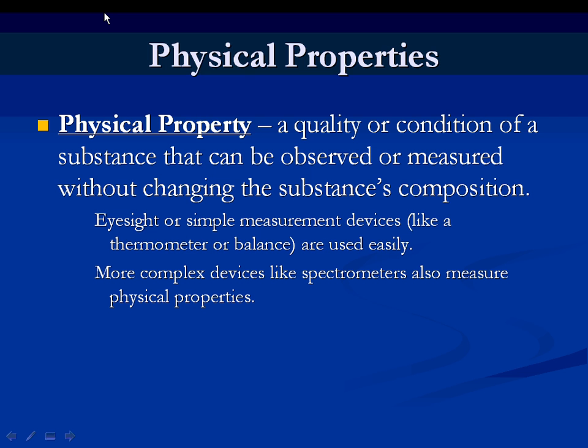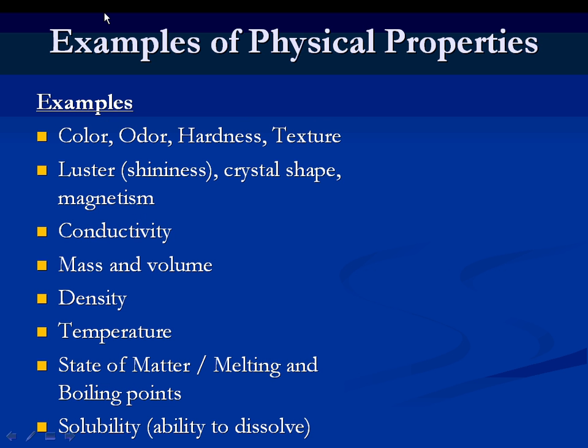Physical properties are qualities that can be measured without changing the substance. So you can't test if something's flammable unless you actually light it on fire. But you can test the color without doing anything to it. You just sit it on the counter and look at it. That's not going to change it. So here are some examples: color, odor, hardness, texture, luster, which is another word for shininess, mass, volume, density, solubility. All of these are examples of physical properties. Again, we can test all these things without doing anything to the substance that will change it.